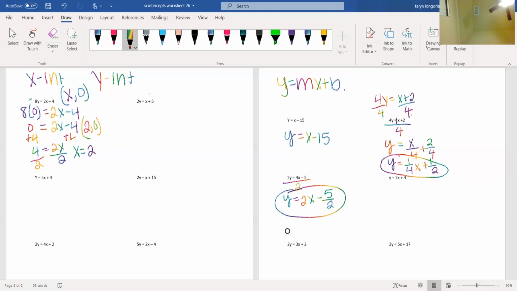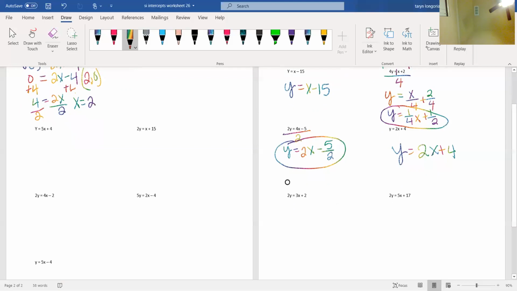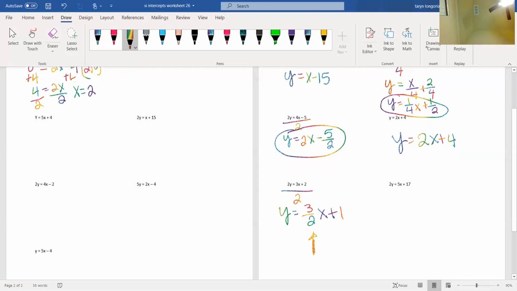This one is already in y-intercept form, you don't have to worry about it. Now we have 2y equals 3x plus 2. We're just going to divide everything by 2. So that's y equals 3 over 2x plus 1. And it's okay to have a fraction for your slope. That is completely okay, because it's going to be your rise over run, which we'll look at in a second.